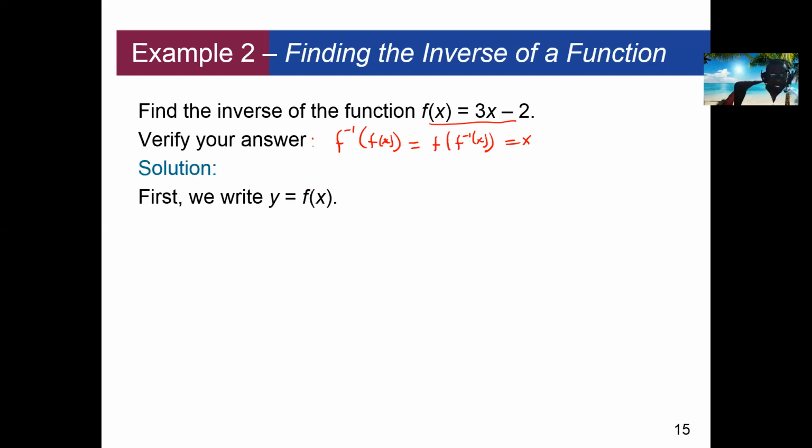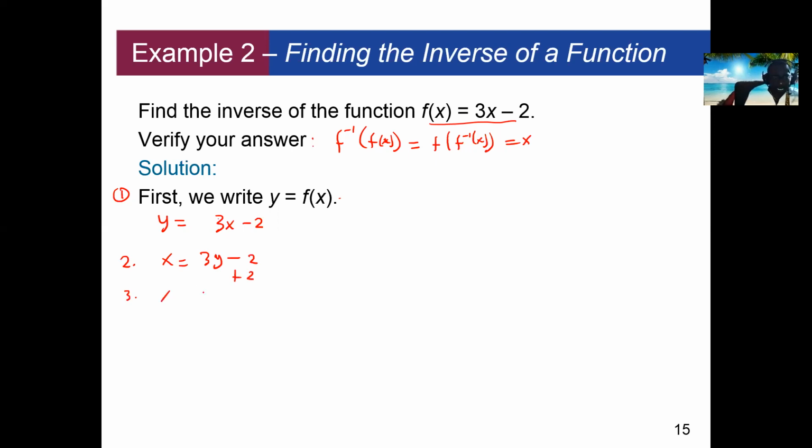Now, step 1, we let y equal f of x. Okay, so we do that. Then we have y is equal to 3x minus 2. Then step 2 says to interchange x and y. So I have x is equal to 3y minus 2. Then I solve for y. So we add 2 to both sides.